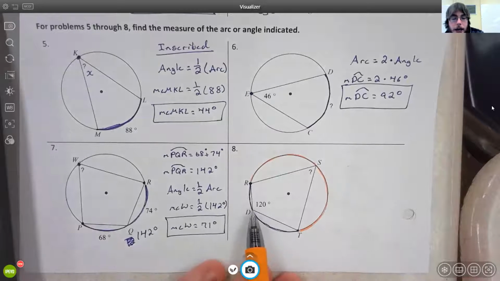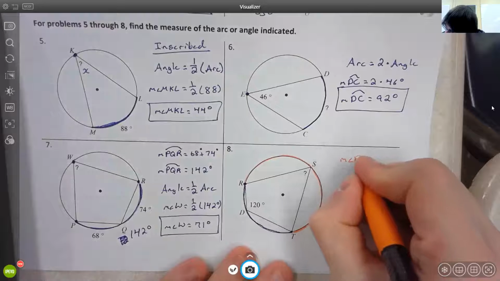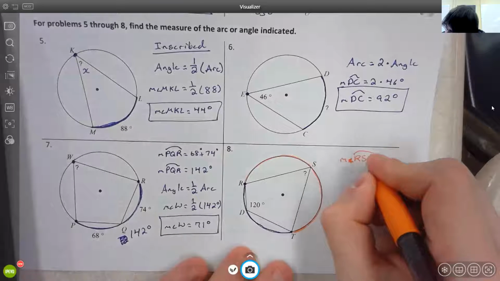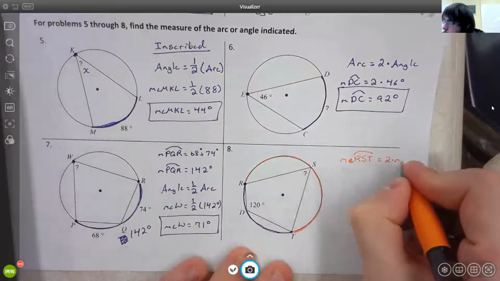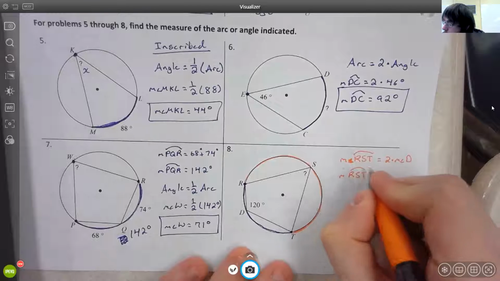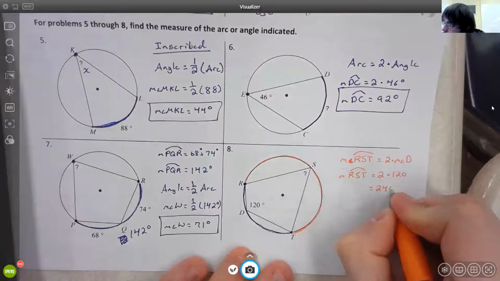Now, since angle D is an inscribed angle, that means that the angle is half the measure of the arc. So that means that the measure of arc RST has to be equal to 2 times the measure of angle D. So the measure of RST has to be equal to 2 times 120, which is 240.